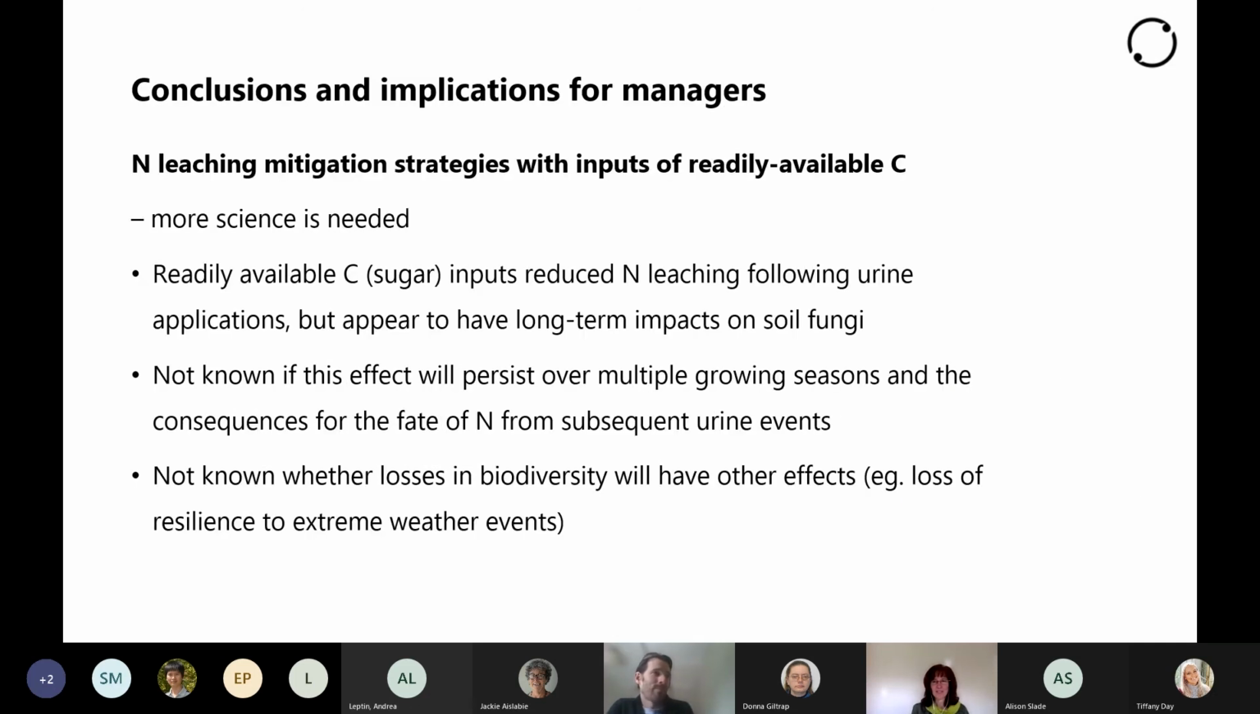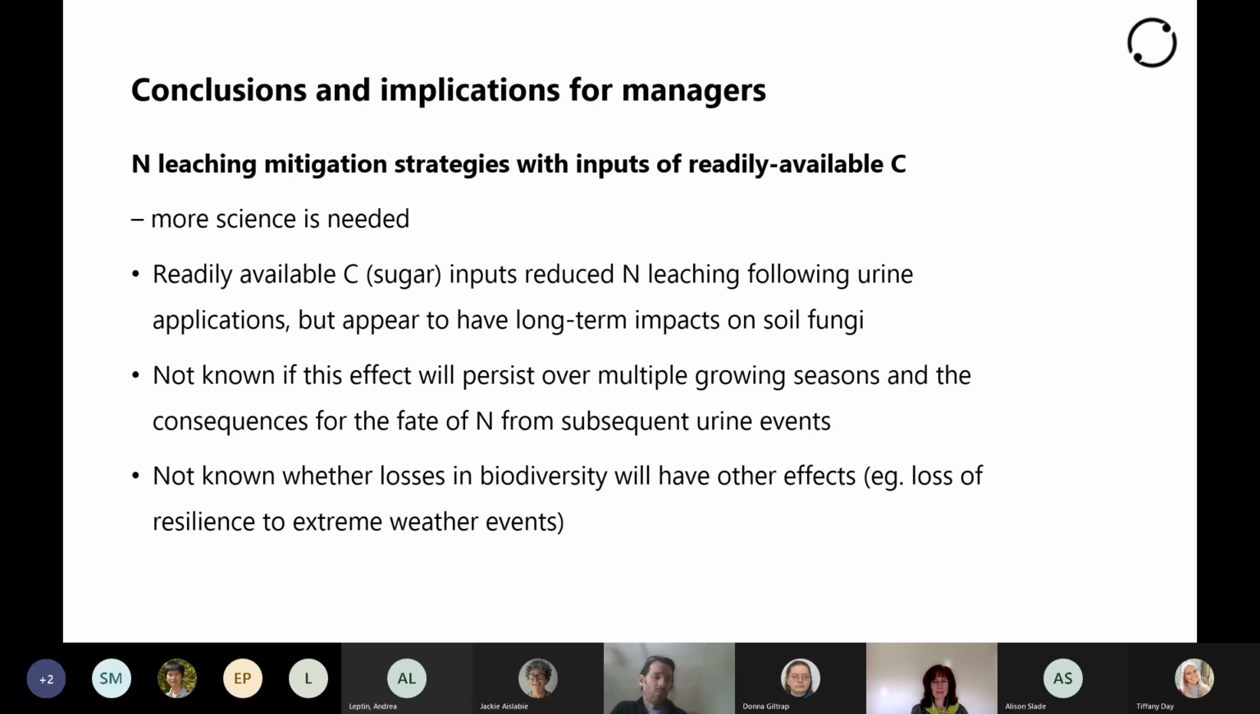Thank you, Andrew. So what does it all mean? The first thing we looked at is what role soil biodiversity can play in optimizing leaching mitigation strategies, with a particular focus on understanding its role in what was observed in terms of the impact of adding readily available plant carbon. And so we need more science to continue to understand the potential.